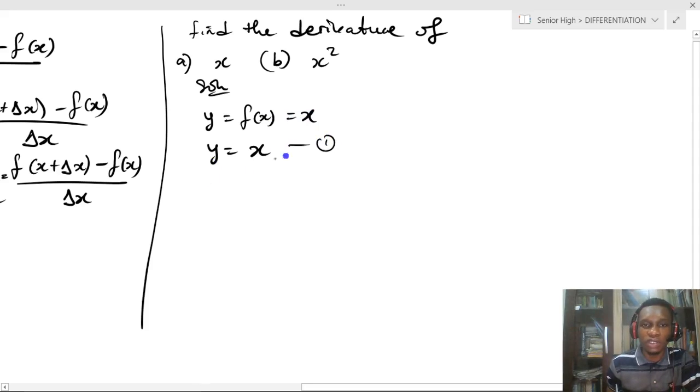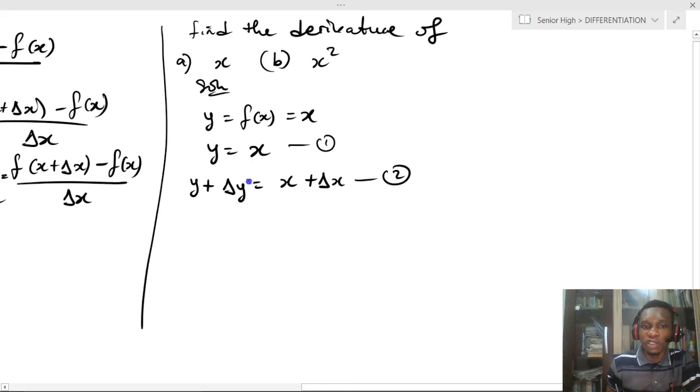Now the next thing to do, what? Let's call this equation 1. Our equation 2 will be what? Y plus your change in y will be equal to your x plus your change in x. Remember what we did here? Then what's the next thing we do here now? This is your equation 2.